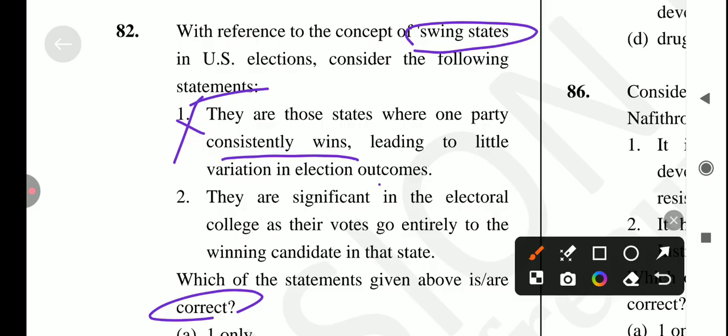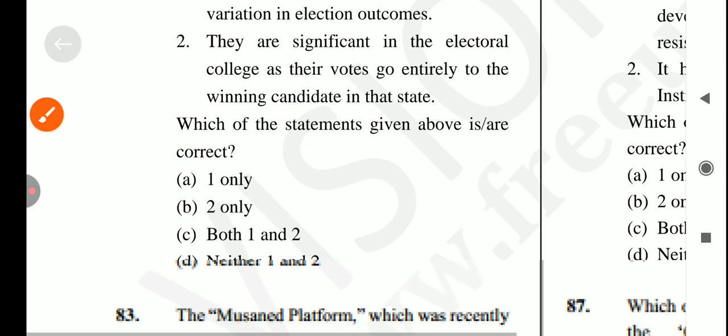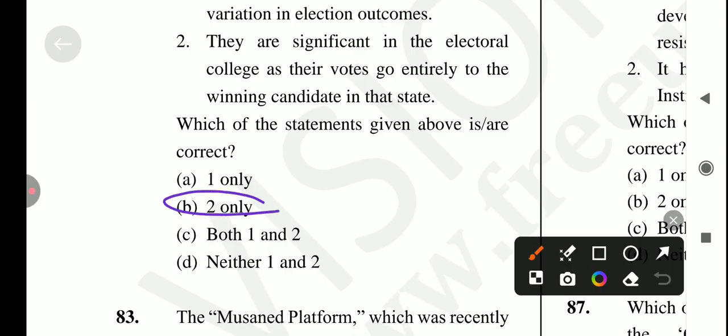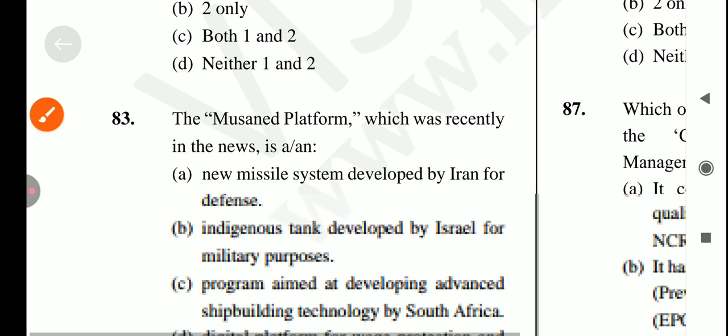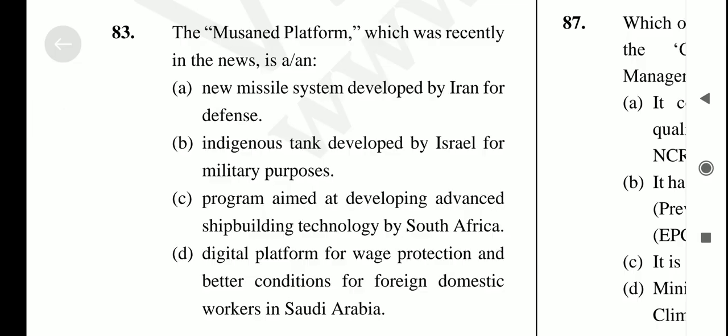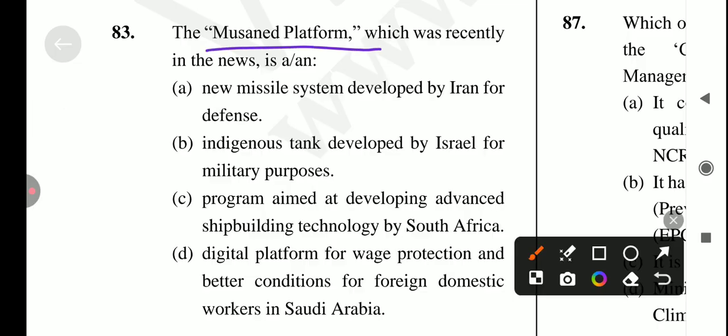Next is, they are significant in the electoral college as their votes go entirely to the winning candidate in that state. Is it true? Yes, it's a correct statement. So the answer for this question is option B. Only 2 is correct.